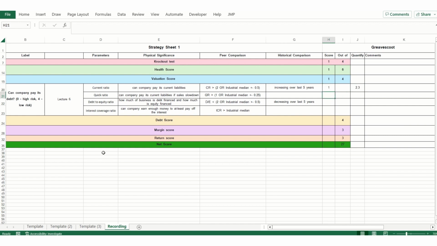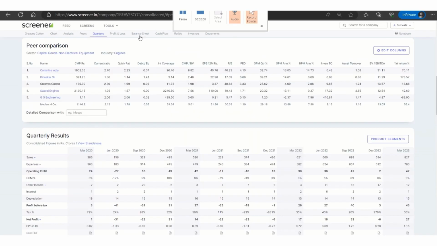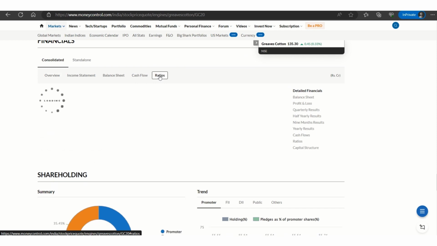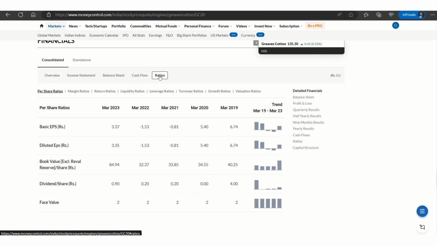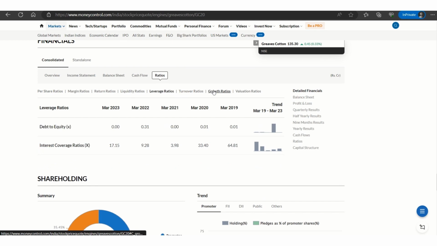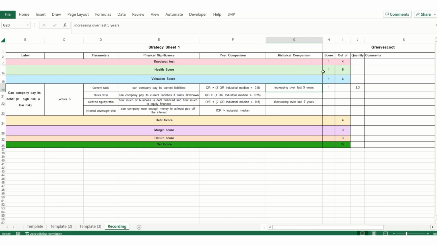The second is your quick ratio. For the current ratio, the second thing we have to look at is whether it is increasing over the last 5 years. So let's go to moneycontrol.in, and let's go here to your ratios. And you can see here your liquidity ratios, and you can see the current ratio has been increasing. So that's a good sign. So this value will be 1. Okay, because this was 1, and this is 1.